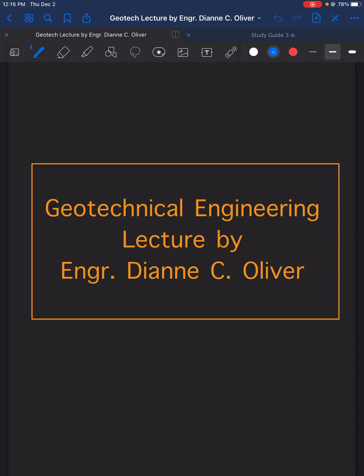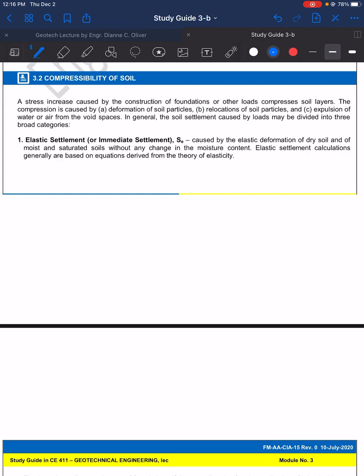Welcome back to our lecture in Geotechnical Engineering with the topic Compressibility of Soil. A stress increase caused by the construction of foundations or other loads compresses soil layers. Compression of soil layers happens when there is a force or load that exists on top of it.